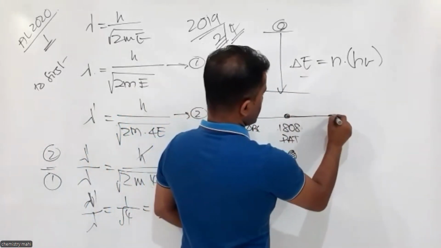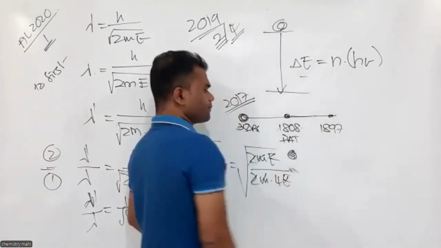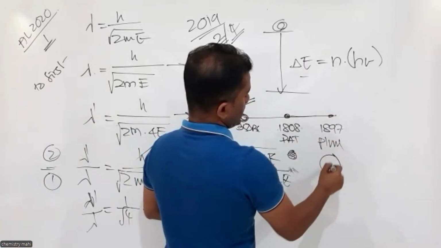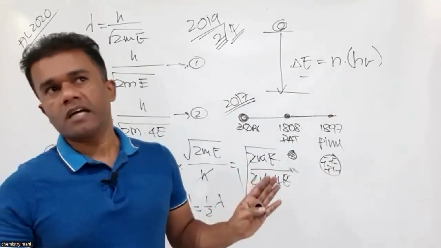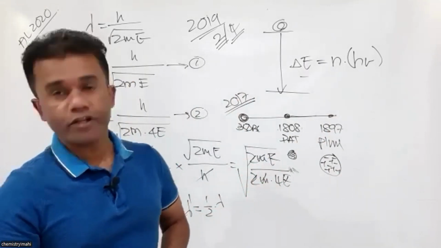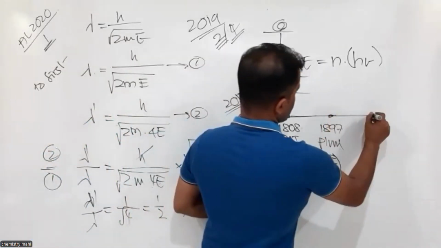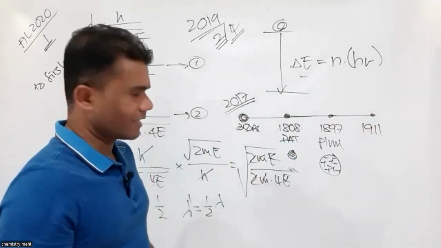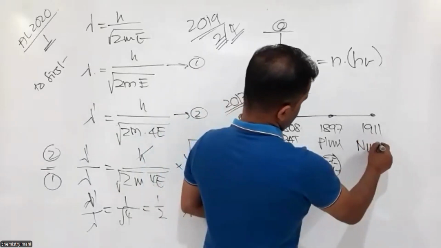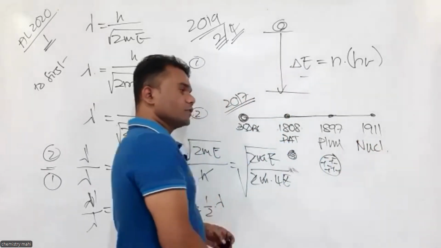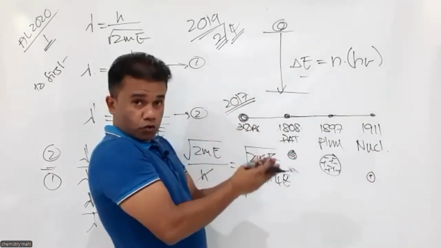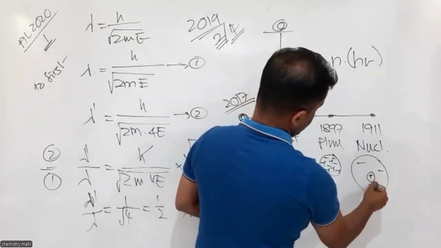After that, in 1897, J.J. Thomson gave the plum pudding model. In that case, the atom is a positively charged sphere in which the negatively charged electrons are embedded, like plums in a pudding. Then in 1911, I can't remember exactly the number, we don't need these years and everything. In 1911, we have the nuclear model. In the nuclear model, all the positive charge is concentrated into one small area that's called the nucleus. Outside the nucleus, we get electrons.